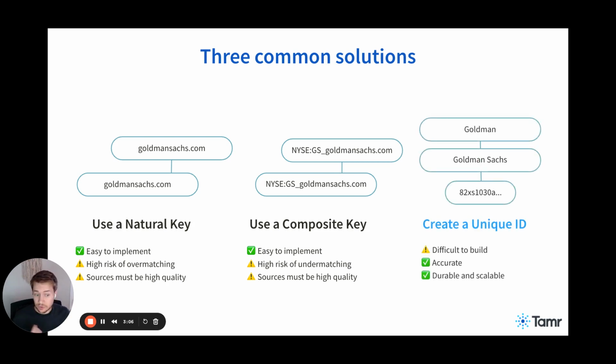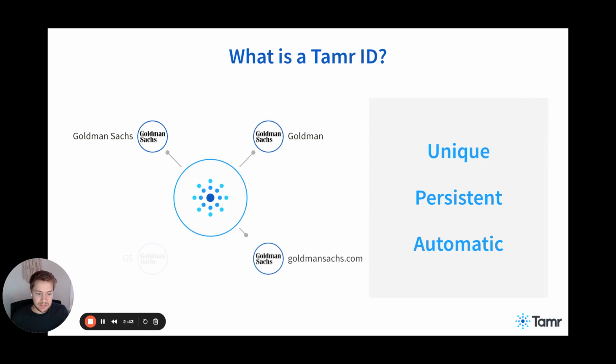The final approach is to create a unique ID. This is very, very technically complex to build, but once you do that, once you have a mechanism for creating a unique identifier, after you link together different records about the same entity, then that becomes very accurate. It's also durable and scalable over time. The Tamr ID is a mechanism for making this process simple.